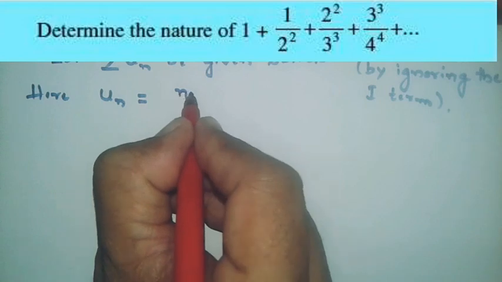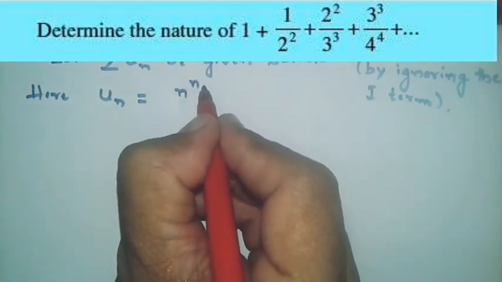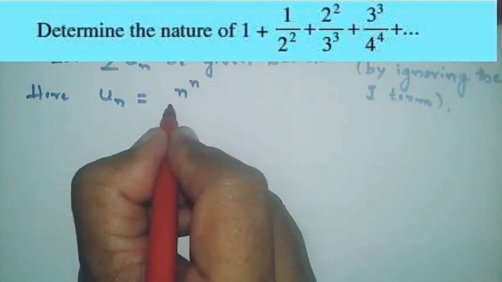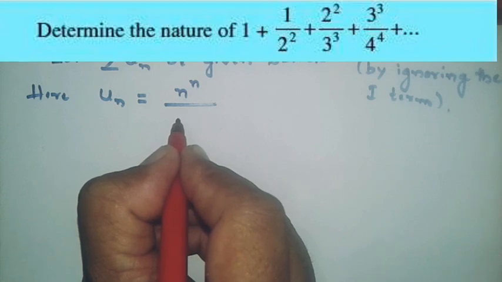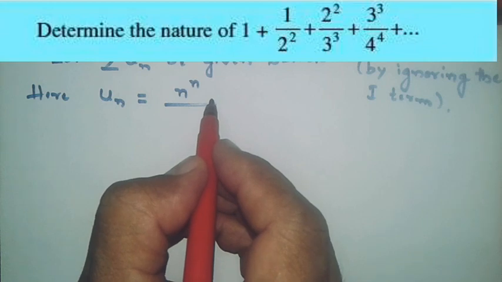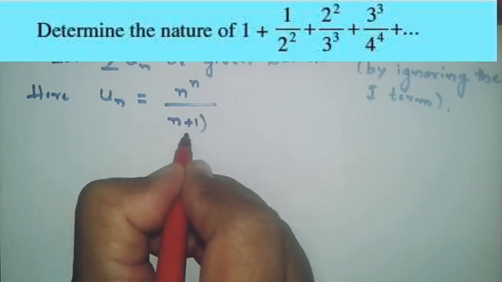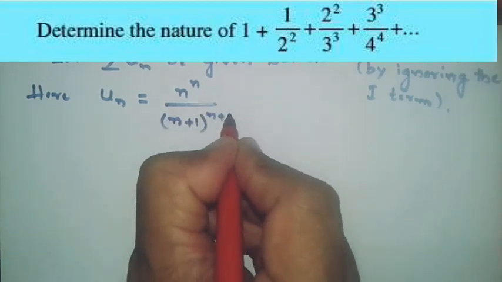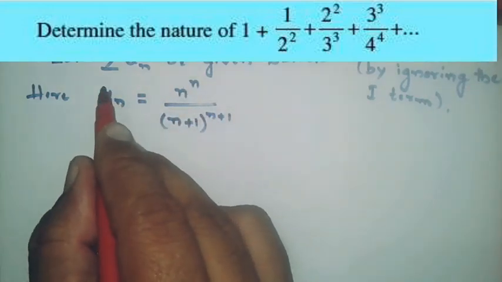You look at the first term, it is 1 to the power of 1. Look at the second term, it is 2 to the power of 2. Third term, 3 to the power of 3. Nth term, n to the power of n. Divided by, in the first term, it is 1 plus 1 to the power of 1 plus 1. In the second term, 3 to the power of 3 means 2 plus 1 to the power of 2 plus 1. In general, for the nth term, it should be 1 extra, n plus 1 to the power n plus 1. So by looking at the given series, we have obtained the nth term of the series.